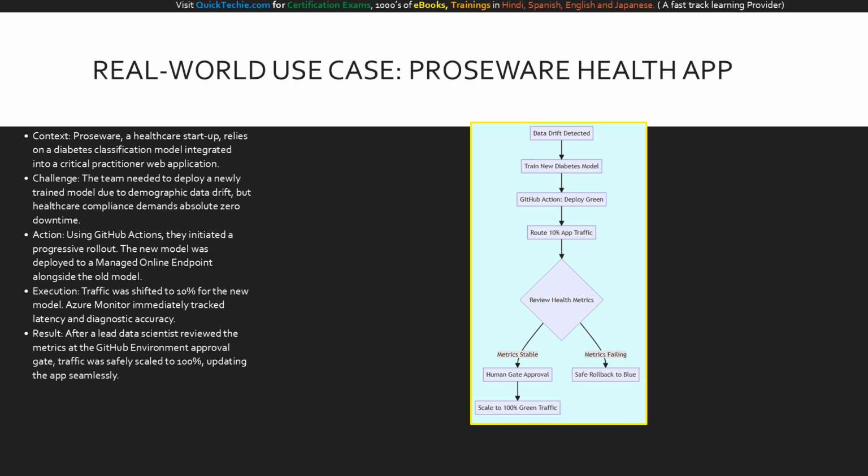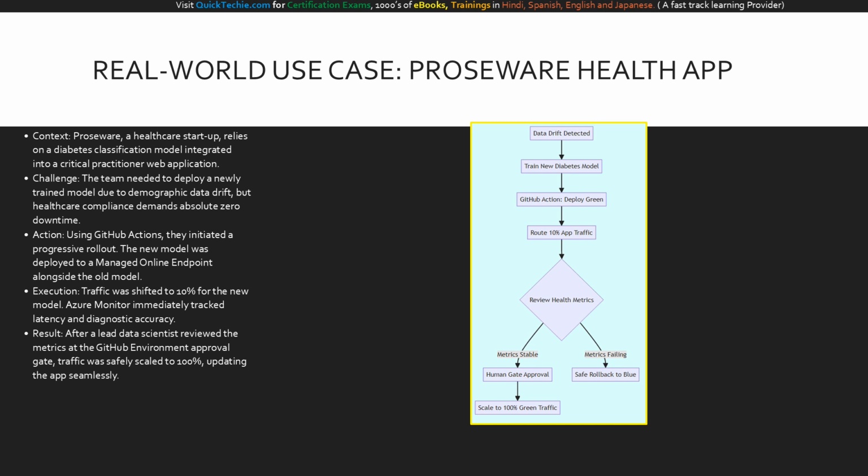Let's tie everything together with a critical, real-world use case. Consider Prosware, a rapidly growing healthcare startup. They developed a diabetes classification model that is deeply integrated into a web application used daily by medical practitioners. The challenge arose when they detected data drift. The model's accuracy was degrading, requiring an urgent update. However, because this is healthcare, any downtime or sudden burst of inaccurate predictions could severely impact patient care. They needed absolute stability.